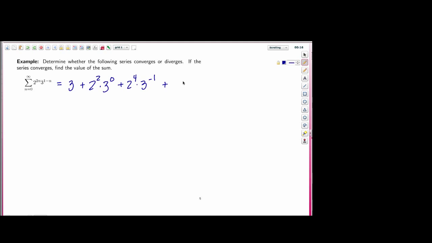When n is 3, I'm getting 2 to the 6 times 3 to the minus 2. When n is 4, we're getting 2 to the 8 times 3 to the minus 3. And we can see now again, I do have a common ratio between terms. So this is, again, a geometric series with the first term a equal to 3.